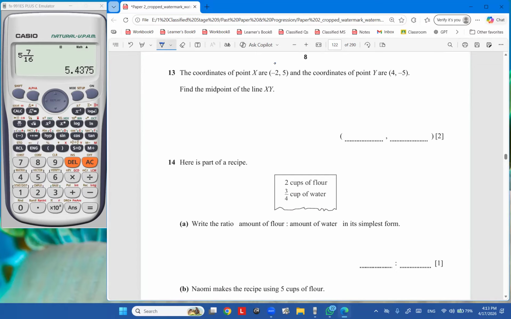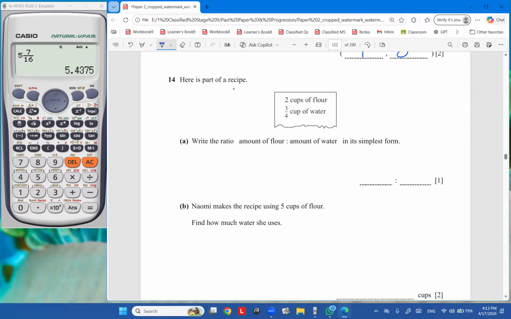So we agreed we add X1 and X2. Then you divide by 2. So -2 plus 4 is +2, divided by 2 is 1. 5 plus -5 is 0. So divided by 2 is also 0. So 1, 0.